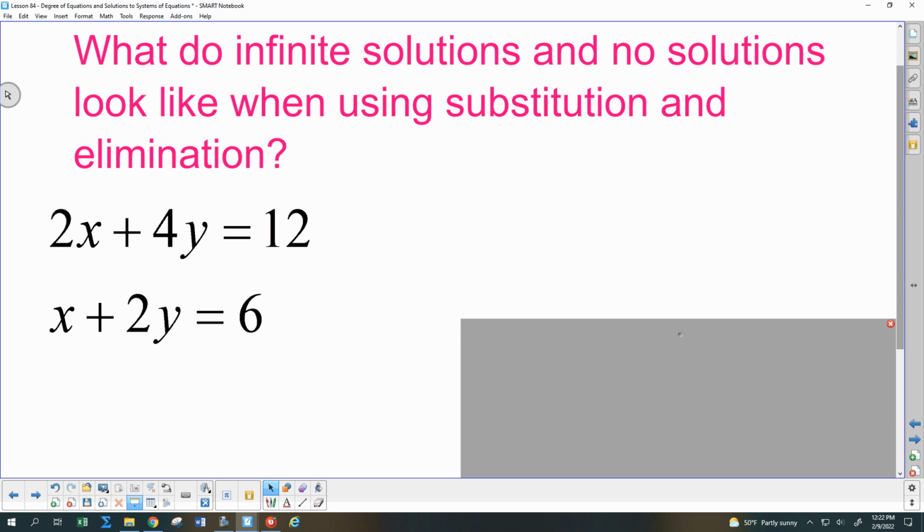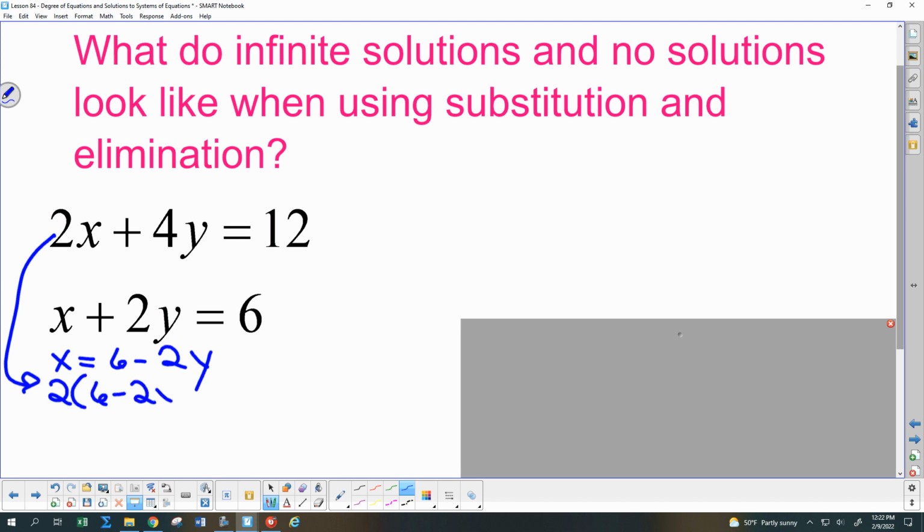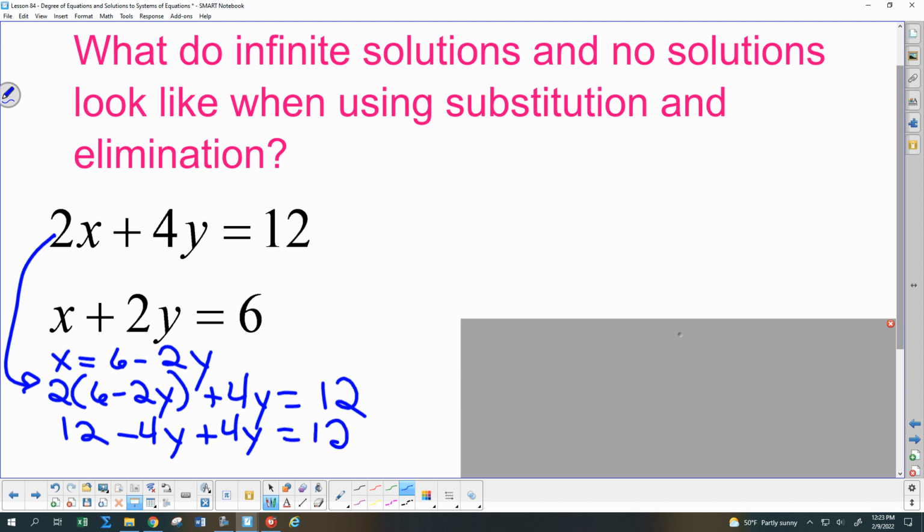Does that sound okay to everybody? So we see it in our problem set, and our first thought is we're just going to jump in and solve it. So we say, oh, well, x needs to be 6 minus 2y. So that means we have 2 times (6 minus 2y) plus 4y equals 12. So we have 12 minus 4y plus 4y equals 12.